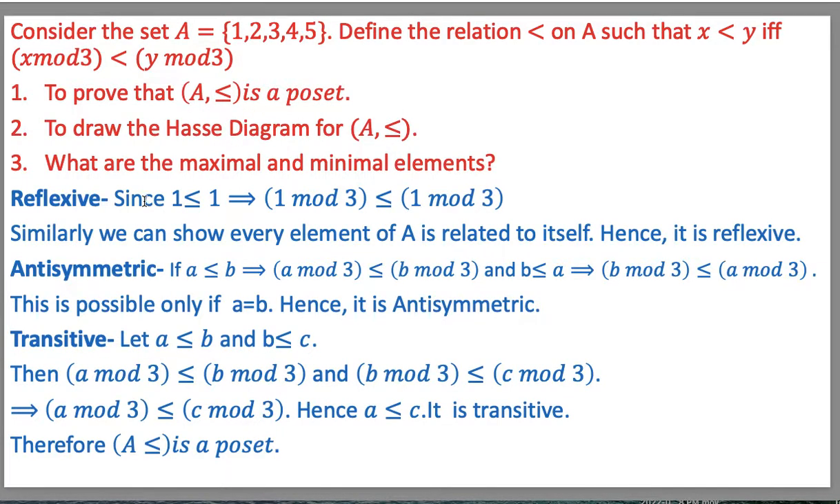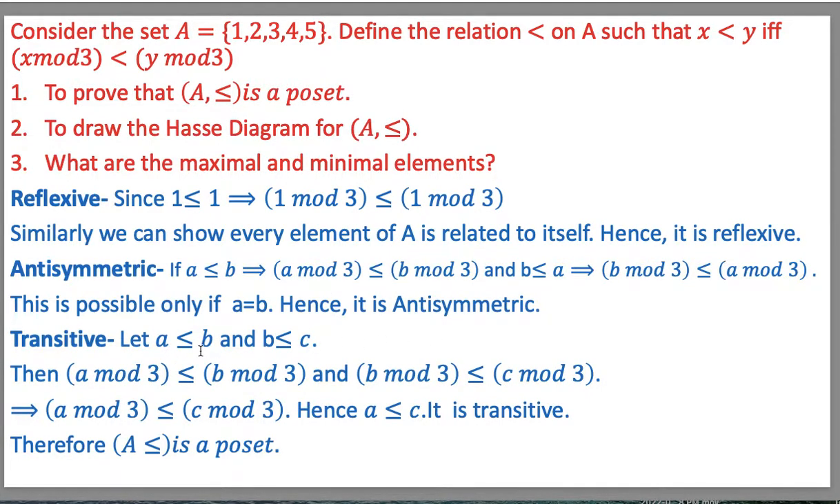We know that 1 is related to 1, since 1 mod 3 is less than or equal to 1 mod 3. Similarly, we can show that every element of A is related to itself. Hence, it is reflexive. If A is related to B, it means A mod 3 is less than or equal to B mod 3. If B is related to A, then B mod 3 is less than or equal to A mod 3. This is possible only if A equals B. Hence it is antisymmetric.